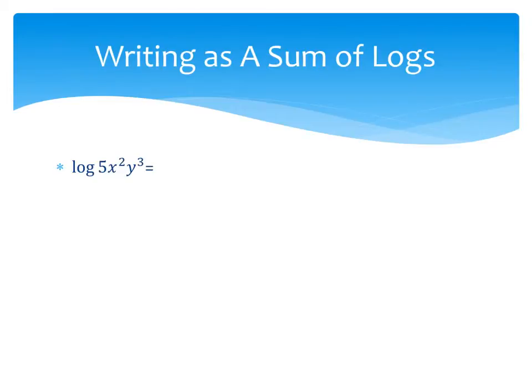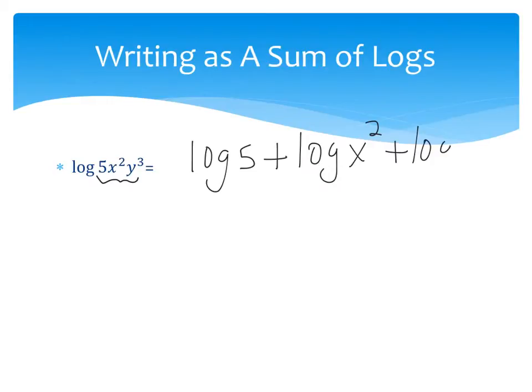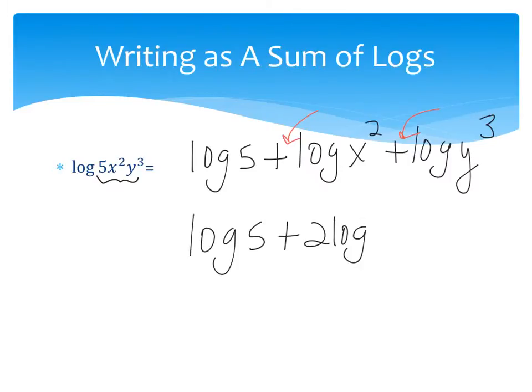Sometimes your directions will say to write as a sum of logs that only have exponents of 1. So let's look at this here, and we're going to rewrite that as log 5 plus log x squared plus log y cubed. Now, if I'm not allowed to have any other exponents, then I'm going to use that power rule, and I'm going to bring those out in front. So we've got log 5 plus 2 log x plus 3 log y.